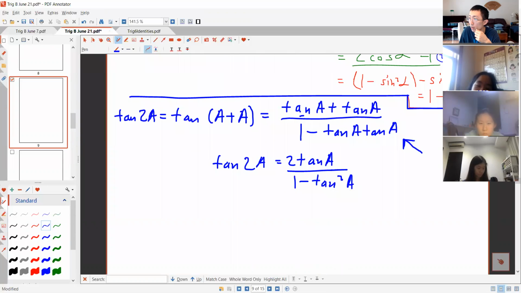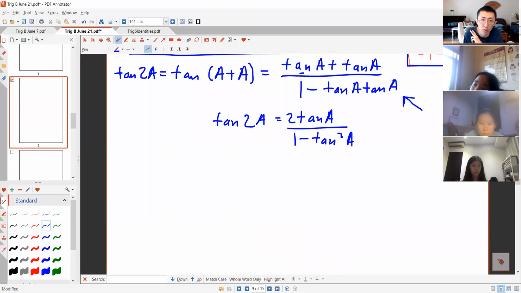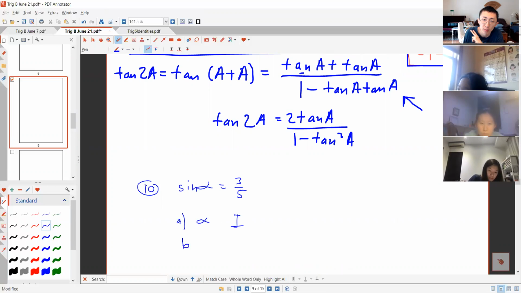Okay. So let's say I give you 2 problems. I don't know which number this is, but let's say sine alpha is 3/5. Part A is alpha is in quadrant 1. Part B is alpha is in quadrant 2. So in both cases, can you find sine of 2 alpha?